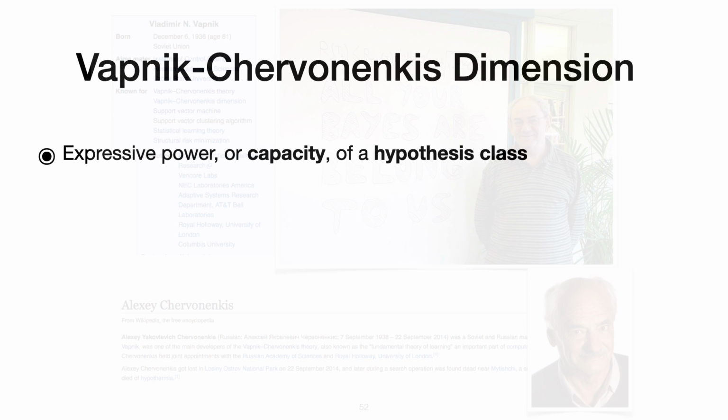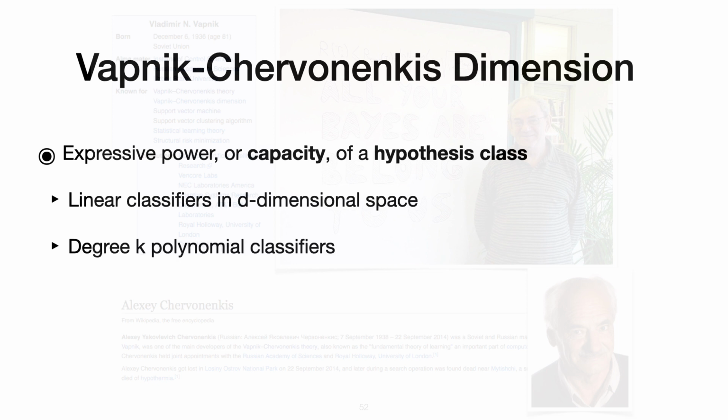But anyway, there are a few words to unpack here. A hypothesis class is a class of predictors. So, for example, one possible class is linear classifiers in d-dimensional space. That's one type of hypothesis class. Another type would be degree k polynomial classifiers, with zigzaggy or curved lines. And you can probably guess which of these is going to have higher capacity.